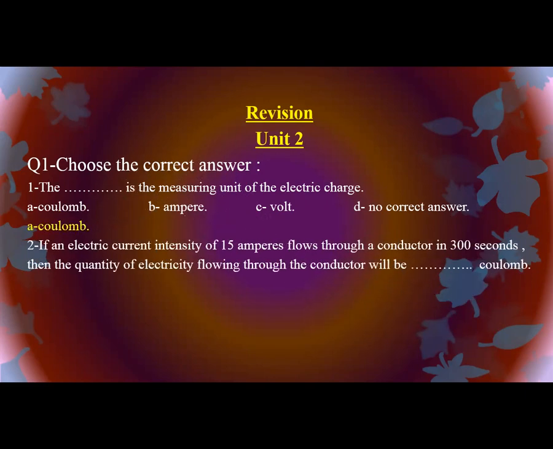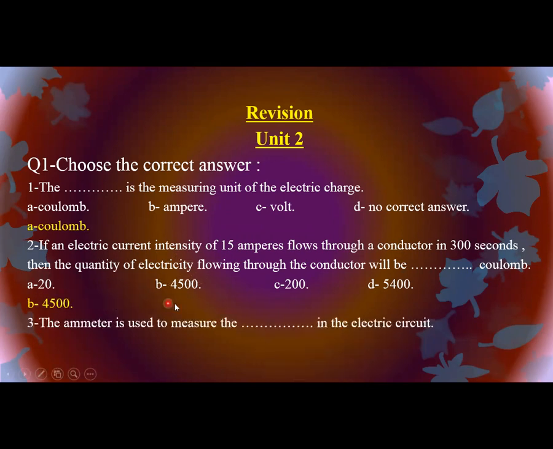Second question. If an electric current intensity of 15 amperes flows through a conductor in 300 seconds, then the quantity of electricity flowing, or the quantity of charge, which is Q, through the conductor will be 20, 4,500, 200, 5,400. طبعا الإجابة هنا ببساطة إن عندنا I equal Q over T، وبالتالي أنا لو عايز أجيب ال Q هتكون I times T، يبقى 15 times 300 هتبقى 4,500 is the right answer.